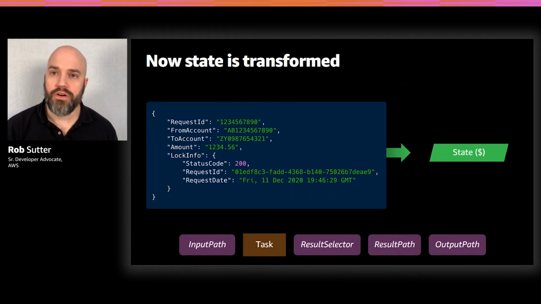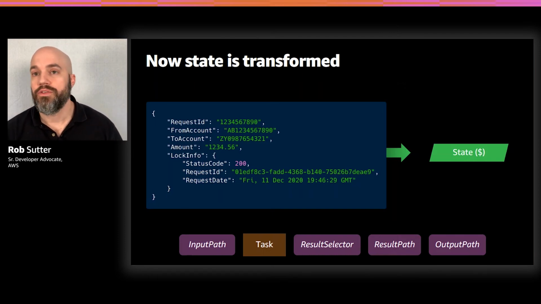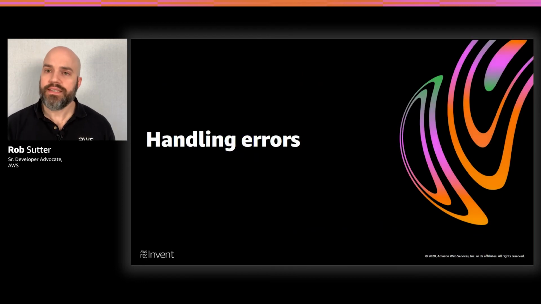So again, as you look across the bottom of the slide here, you merge your context and input using the input path to form the input that you provide to your task. Your task returns its own information, which you filter with the ResultSelector, and then merge into your existing input with result path. And then again, you filter that merged output using output path to determine what moves on. So that's essentially what happens as you walk through the happy path.